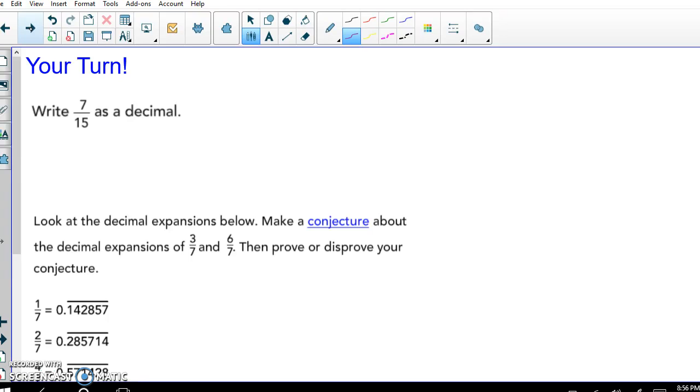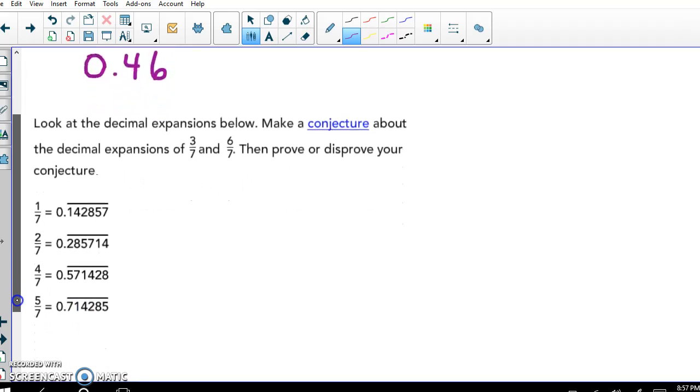Okay, your turn to write 7/15 as a decimal, and then we will make some observations. As you divided 7 by 15, hopefully you found 0.46, and we put the repeating bar simply over the 6 because that's the only digit that repeats. You may be noticing on your calculator as well that it rounds the final digit to a 7 because it has run out of room to display the decimal going on forever. So that's an indication to you that that pattern continues.